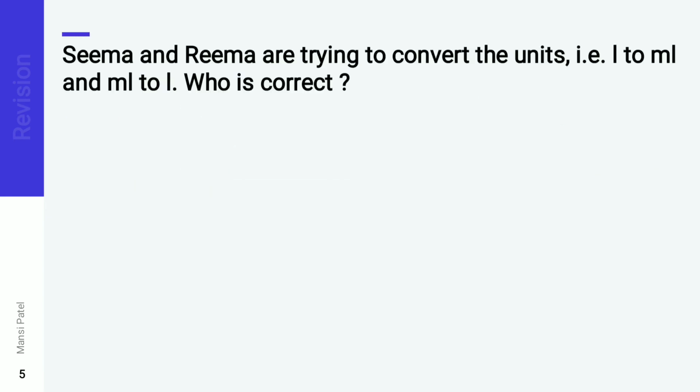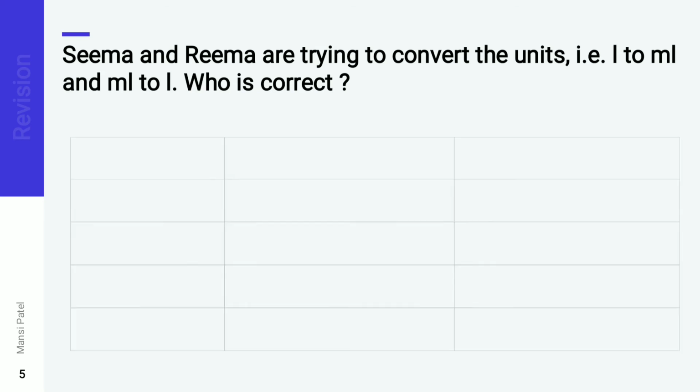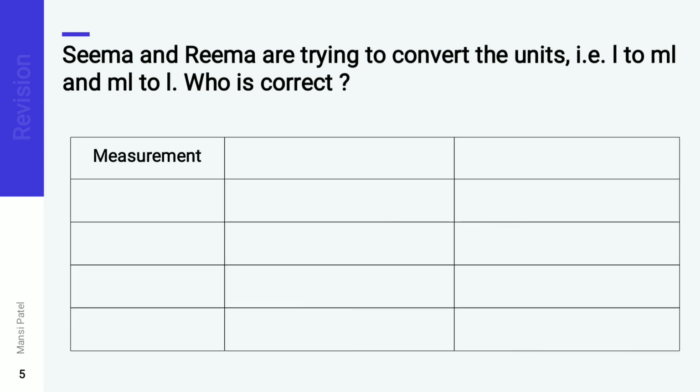Now see here. Seema and Rima are trying to convert the units, that is liter to milliliter or milliliter to liter. Who is correct? You have to tell. Here the conversion which Seema is doing is given, and at the end the one by Rima is given. Now they want to convert 2 liter and 65 milliliter. The Seema's answer is 265 milliliter. She converted 2 liter and 65 milliliter this way.